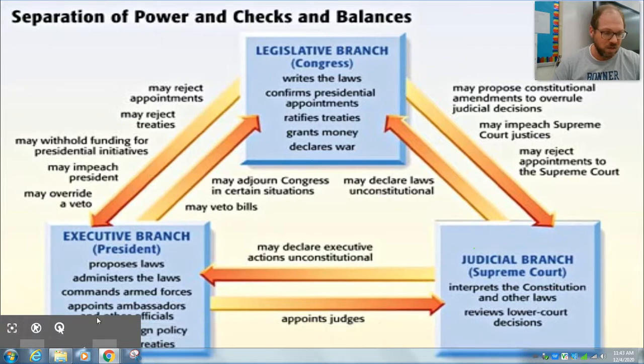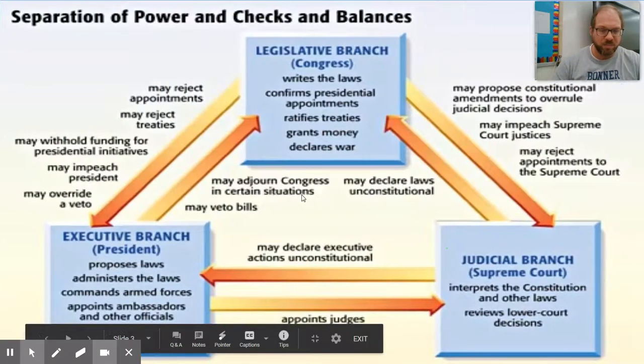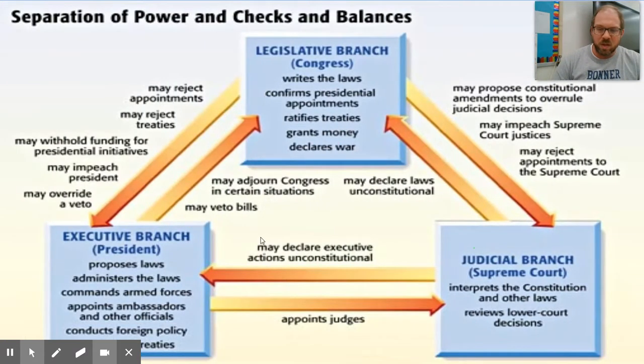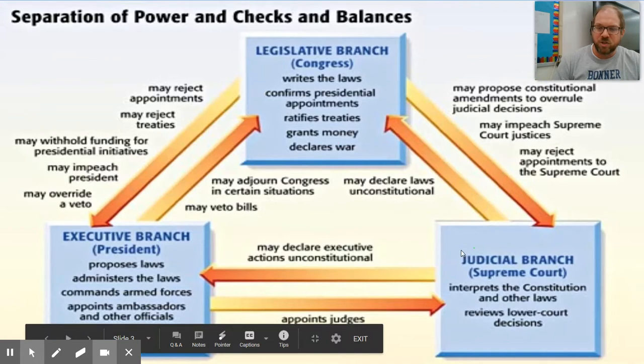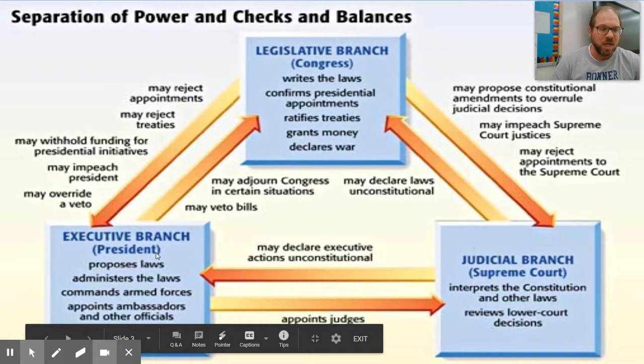Sorry, I got to go back. Anyway, the judicial branch doesn't have a whole lot of checks, but it does review lower court decisions and practices judicial review, which determines whether something follows the Constitution. Now, the president can propose laws. That's the State of the Union address, administering the law through the federal bureaucracy, commanding the army, and appointing ambassadors and officials.